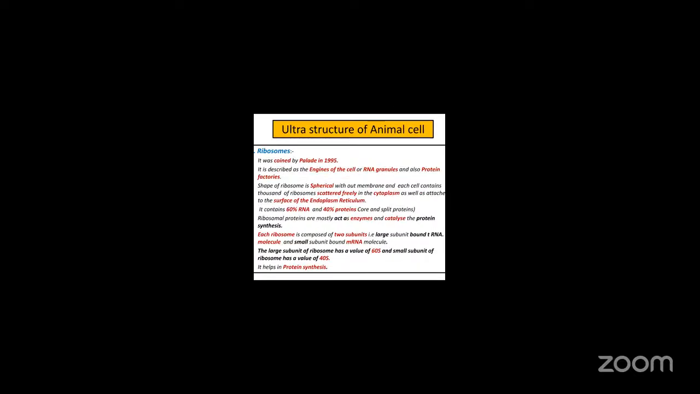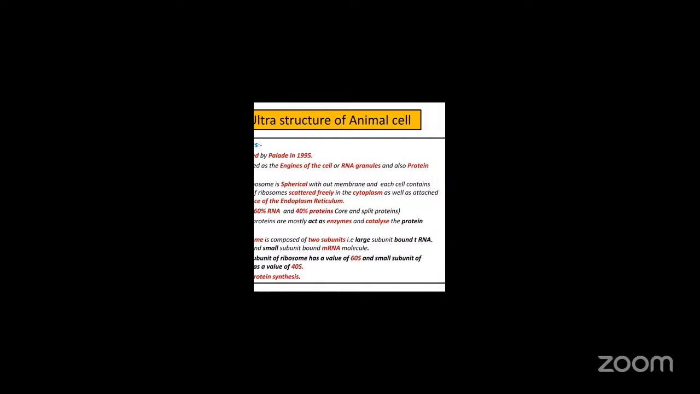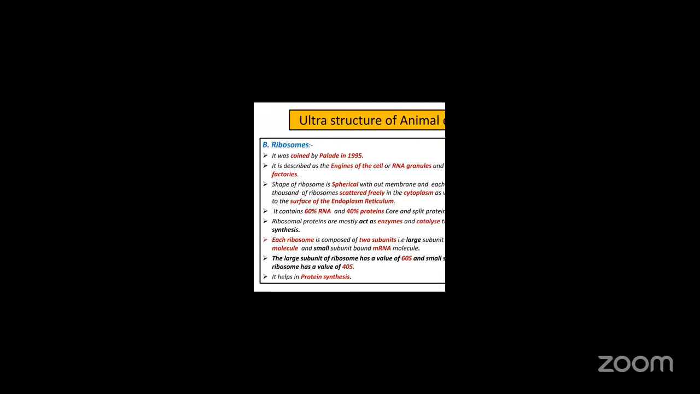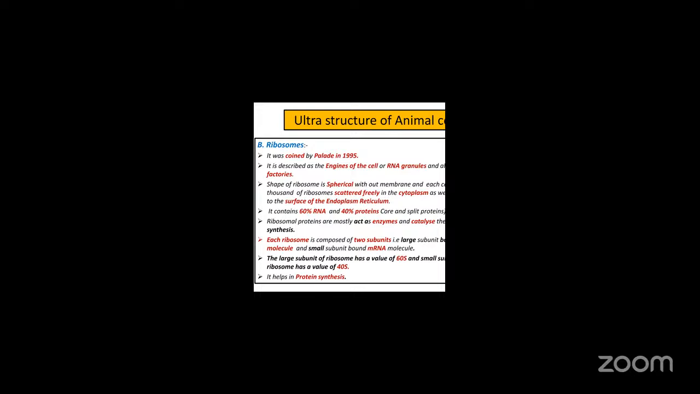The term ribosome was coined by Pellet in the year 1995. It is described as the engine of the cell, or the RNA granules, and also the protein factories. So we can call it the engine of the cell or the RNA granules as well as the protein factories. Why? Because ribosomes contain the ribosomal RNA, so it helps in protein synthesis.